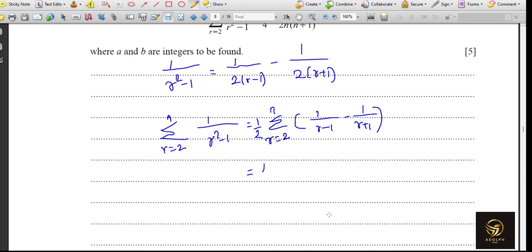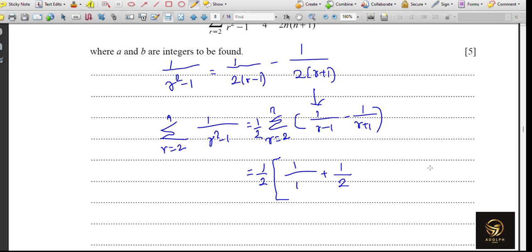Now 1 by 2 into, when you have two terms and their differences, then you can apply the method of differences. For the first term, you'll be substituting the lowest value two times. So 1 by r minus 1 will be substituted with 2 and 3. If you substitute 2, you'll be getting 1, and if you substitute 3, you'll be getting 2 here.